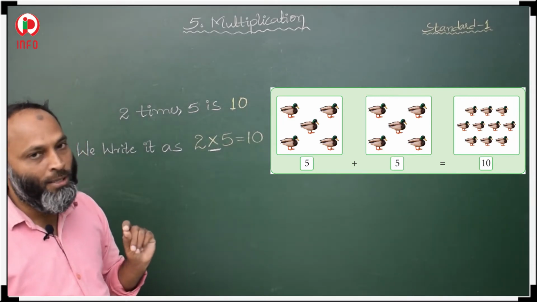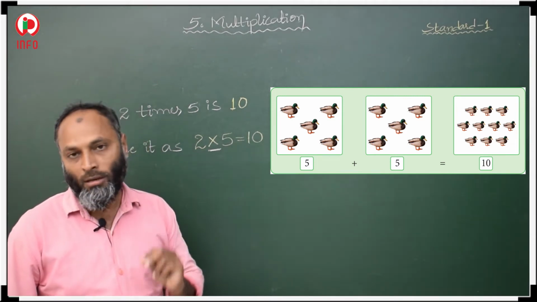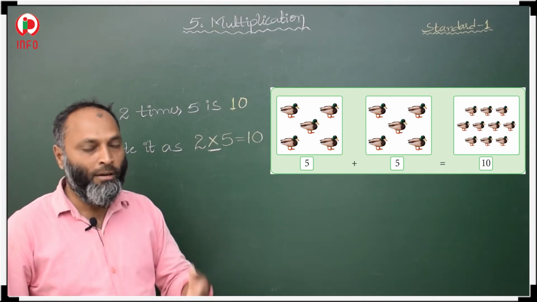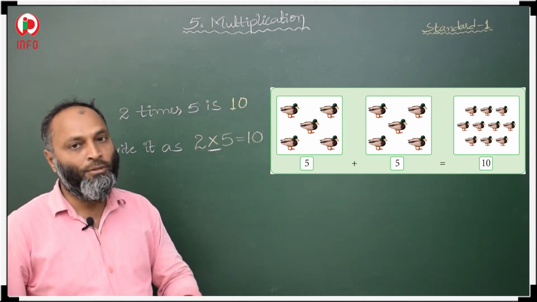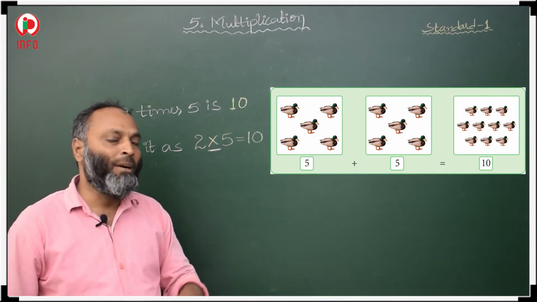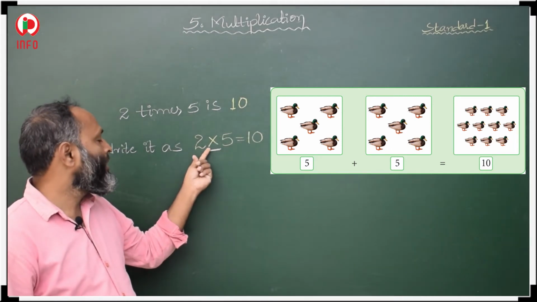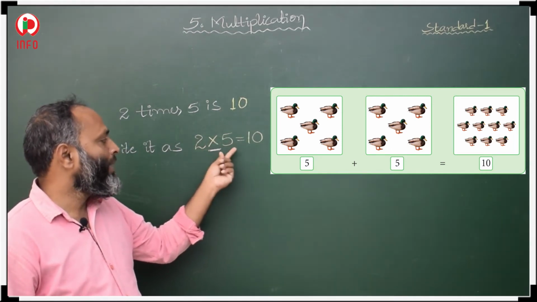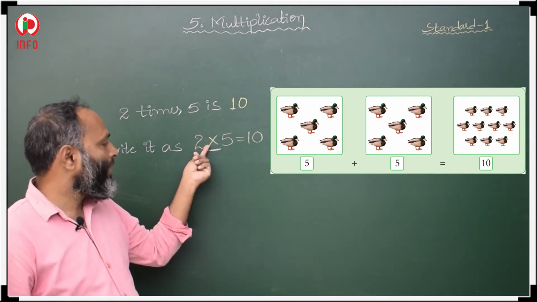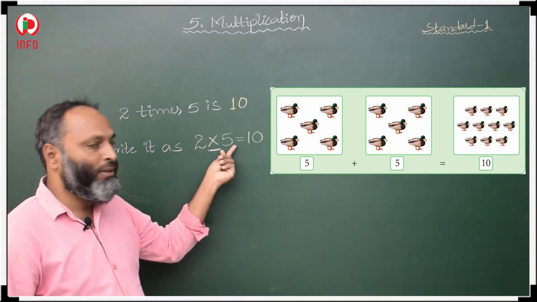What is multiplication? Multiplication means repeated addition. The same number we repeat 2 times, 3 times, 4 times, 5 times, 6 times, more than 2 times, then we can apply multiplication using the multiplication symbol. How many times we are multiplying the same number, we take it like this: the number of times the same number repeats, whatever the number.